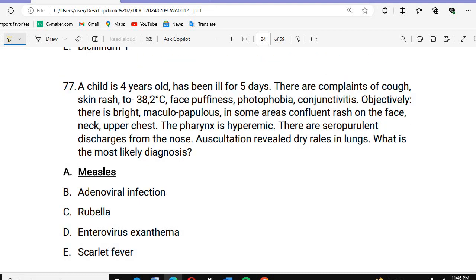Measles we already discussed. The patient has been ill for 5 days with a complaint of cough, skin rash, and face puffiness: cough, coryza and conjunctivitis. This is the main feature we see in measles. Maculopapular, in some areas confluent rash on the face, neck, upper chest, the pharynx, and a seropurulent discharge from the nose. Just revise all those notes we already studied about measles, scarlet fever, rubella, mumps, chickenpox. All these we already discussed. Please just make revisions. I hope you already made the revisions.